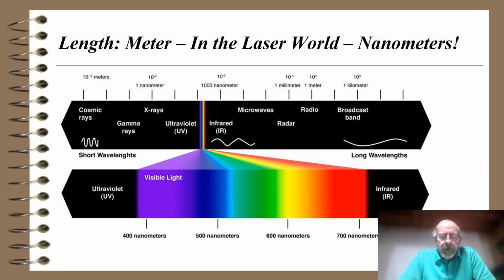The inset is the visible light, and you can see purple down to red there. Red is closest to infrared, purple is up by the ultraviolet. And notice you see 400 nanometers to 700 nanometers. Those values should be familiar to you in your study of lasers and light.